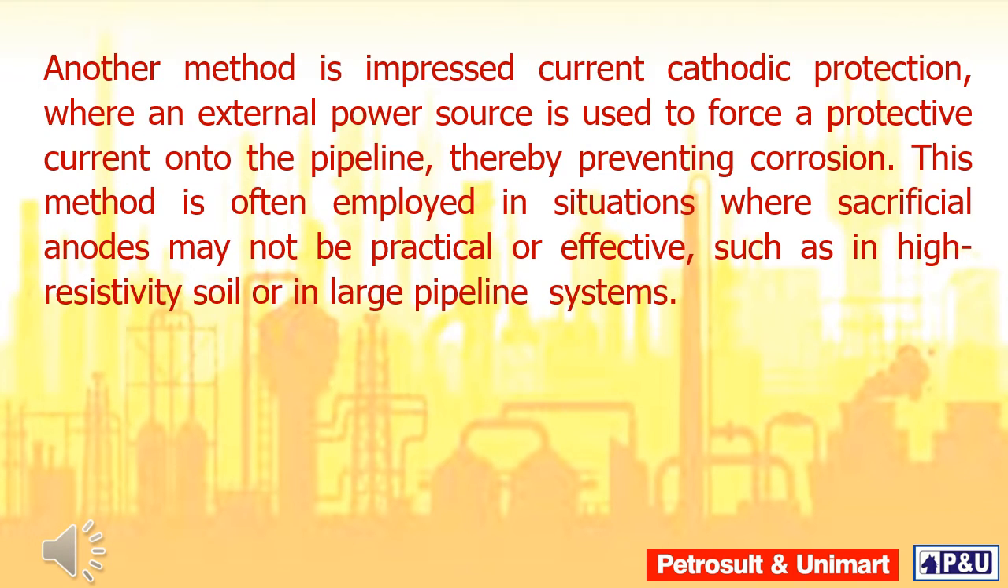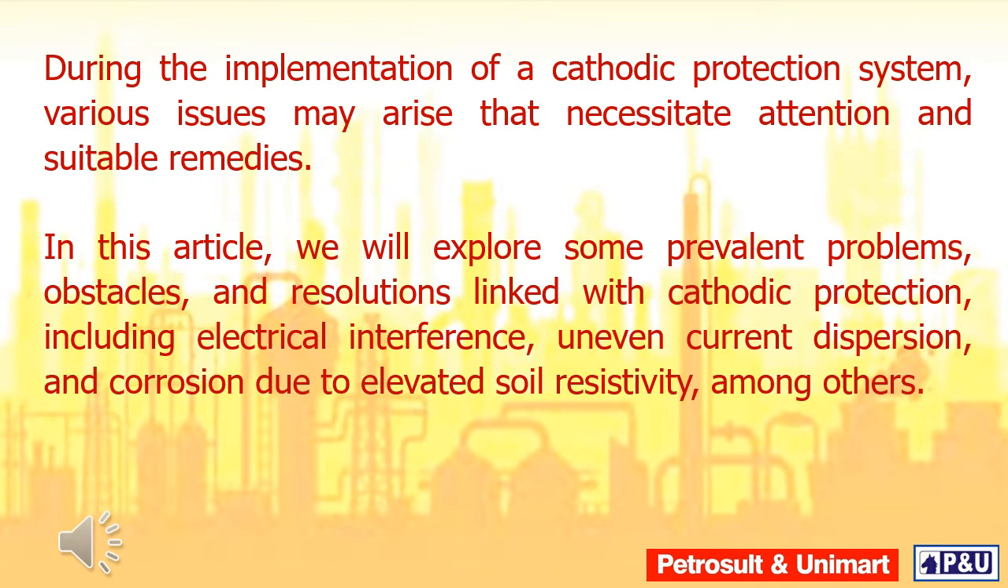Another method is impressed current cathodic protection, where an external power source is used to force a protective current onto the pipeline, thereby preventing corrosion. This method is often employed in situations where sacrificial anodes may not be practical or effective, such as in high-resistivity soil or in large pipeline systems.